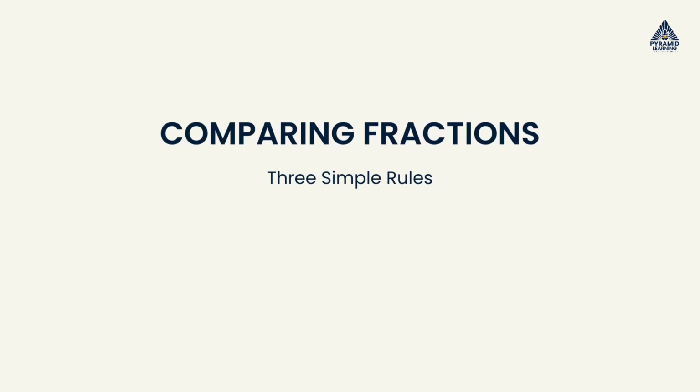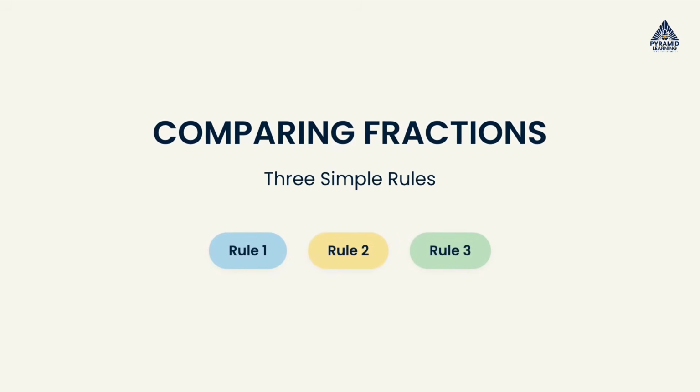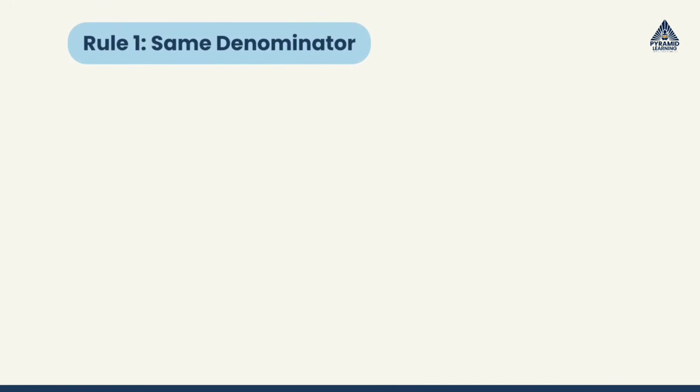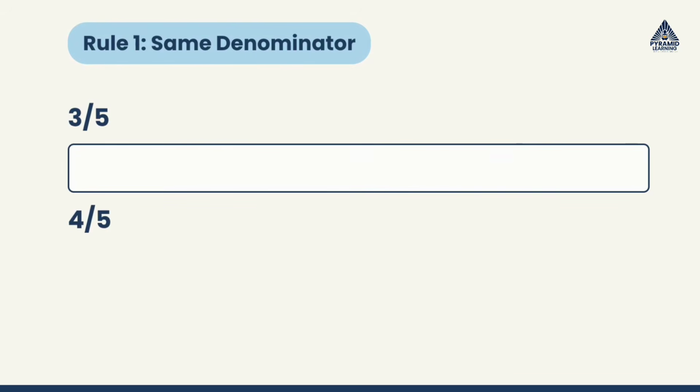Today, we're going to learn how to compare fractions using 3 simple rules. Ready? Let's begin. Rule 1. When 2 fractions have the same denominator, let's compare 3/5 and 4/5.